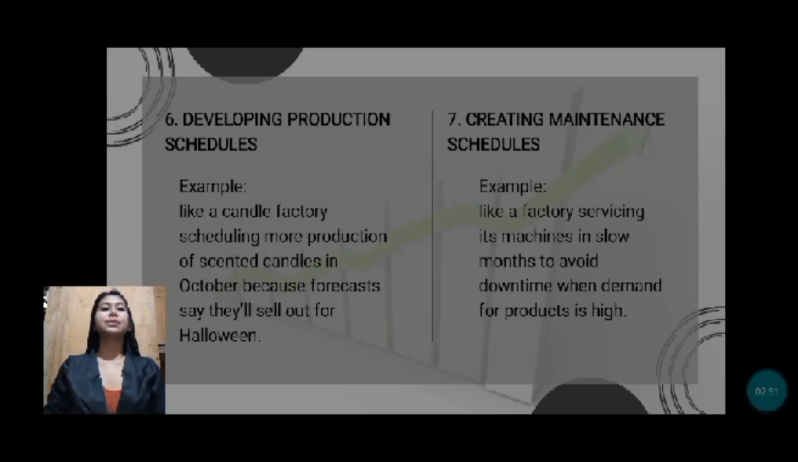And the last one is creating maintenance schedules. Creating maintenance schedules using demand forecasting means planning when to fix or check equipment so it doesn't break during busy times. For example, a factory servicing its machines in slow months to avoid downtime when demand for products is high. So, that's all the decisions relevant to demand forecast.